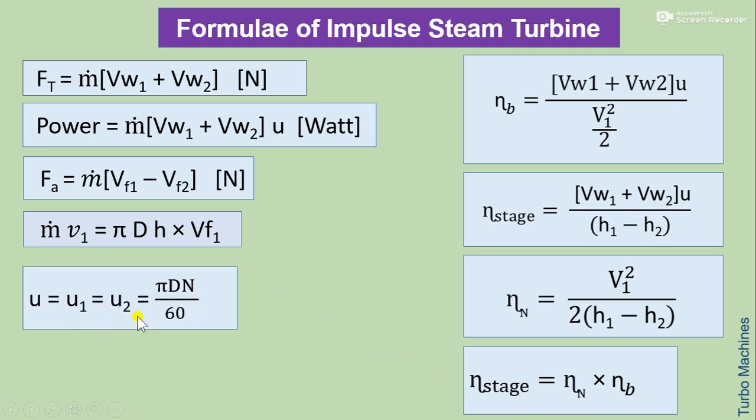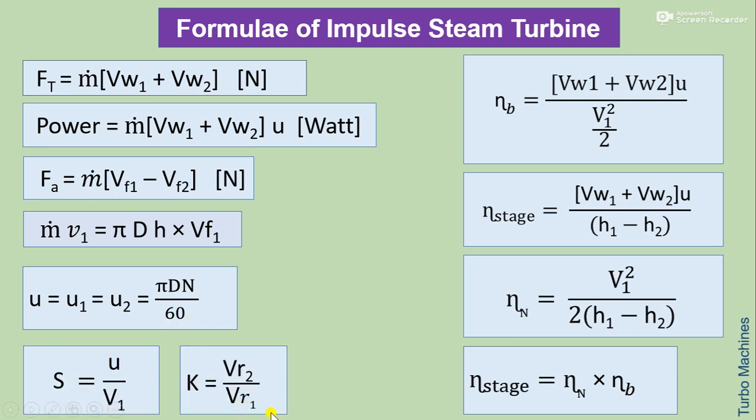Then there are the blade speed formula, speed ratio, and blade velocity coefficient, that is, the relation between relative velocities at inlet and outlet, and the ratio of cos phi to cos theta.